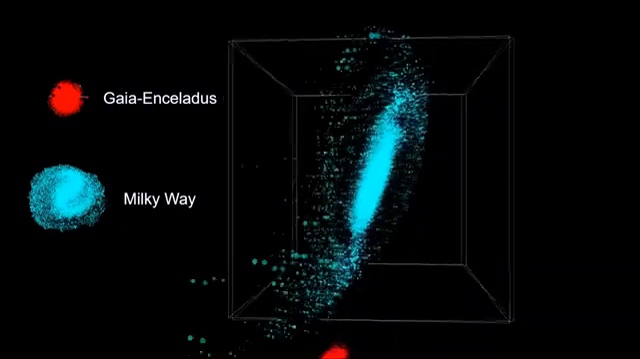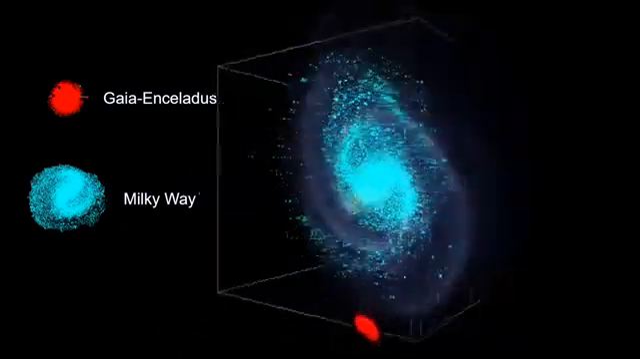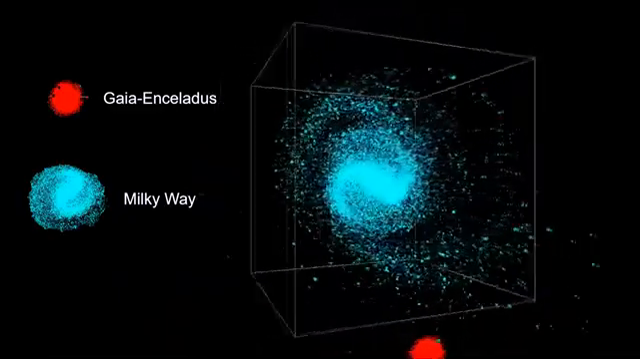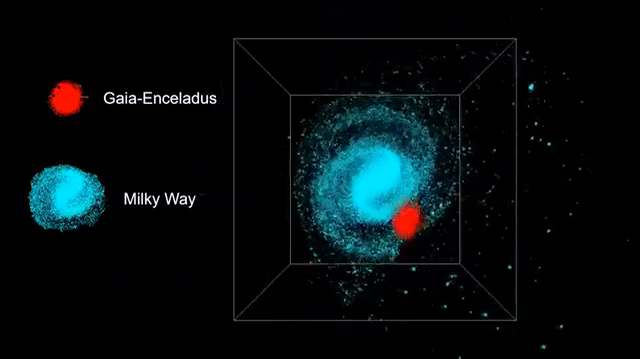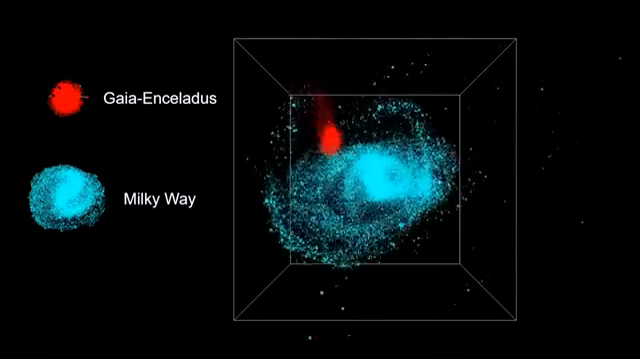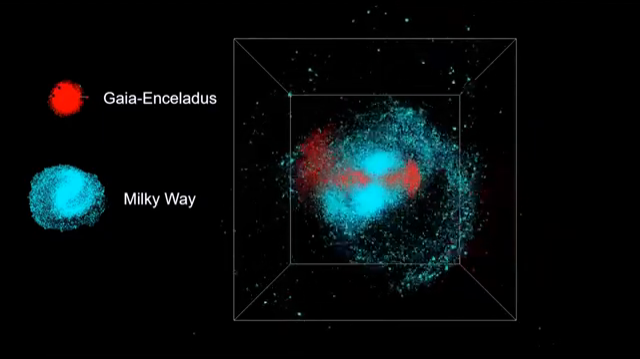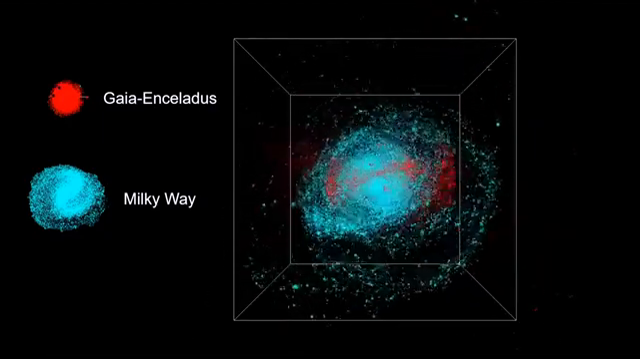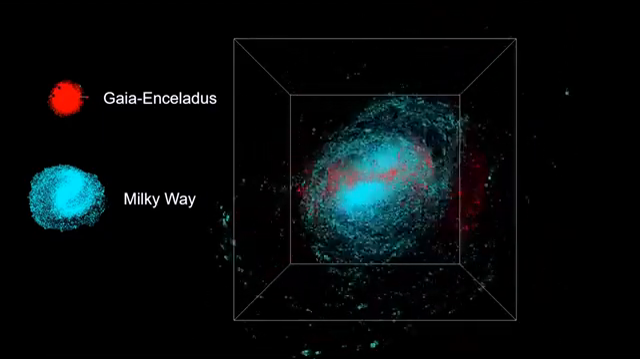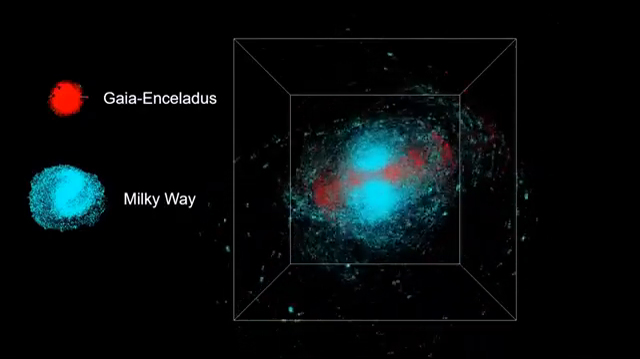Using computer models for galaxy collisions, they estimated that it collided with the Milky Way around 10 billion years ago. This is a computer simulation of the merger. Here we see that Gaia Enceladus is now our galaxy's inner halo.